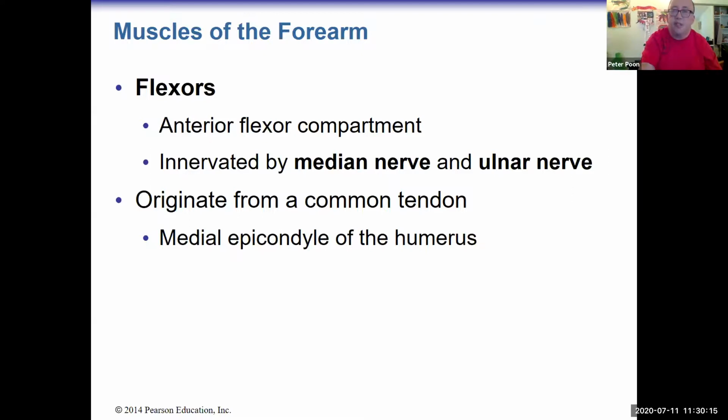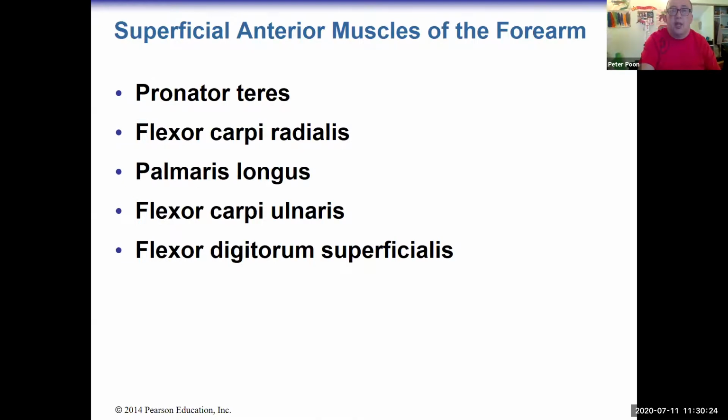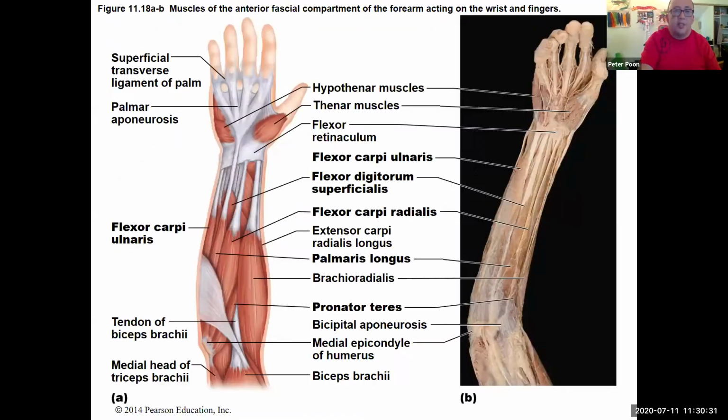So flexors. The front of the forearm is the flexors. They're controlled by the median and ulnar nerve. The first four you're responsible for. So pronator teres is here. It dives deep. It changes angles. That allows you to pronate the arm.